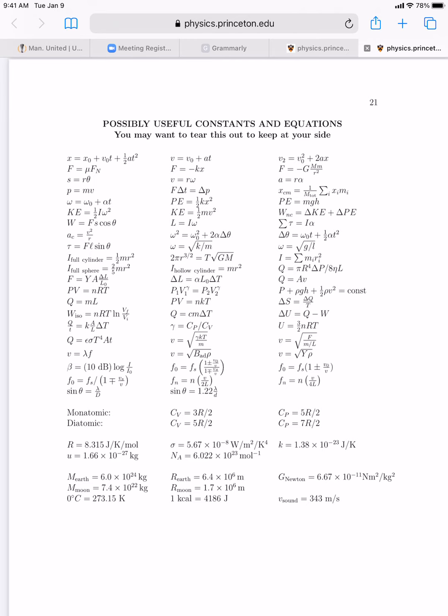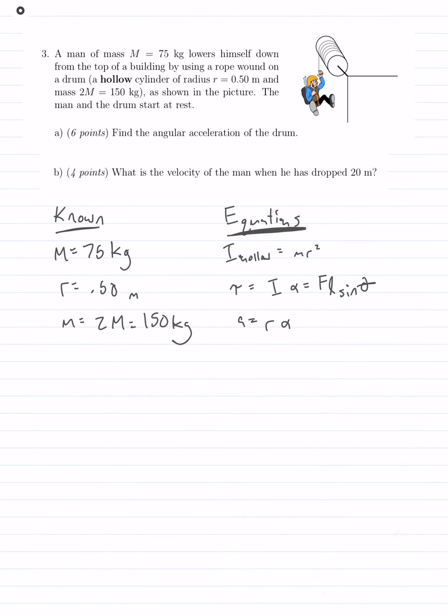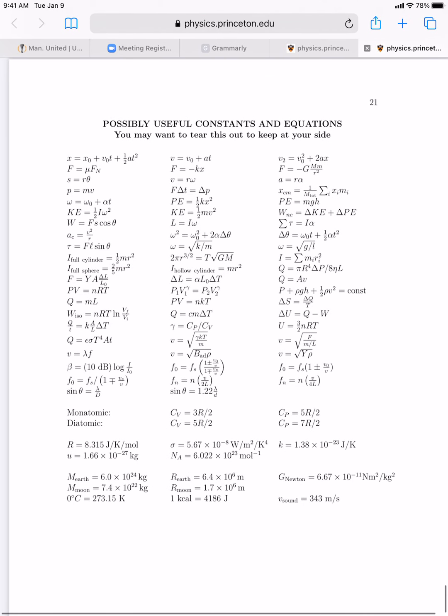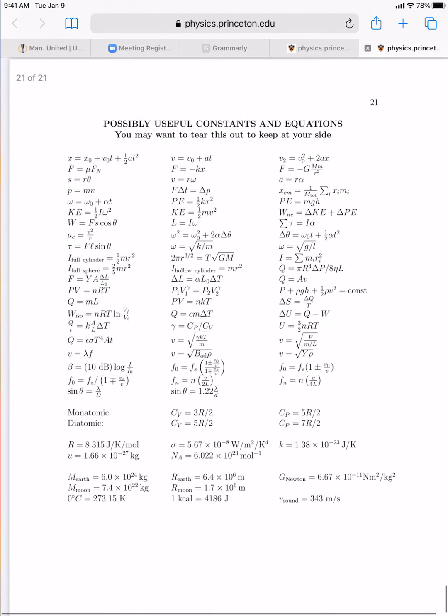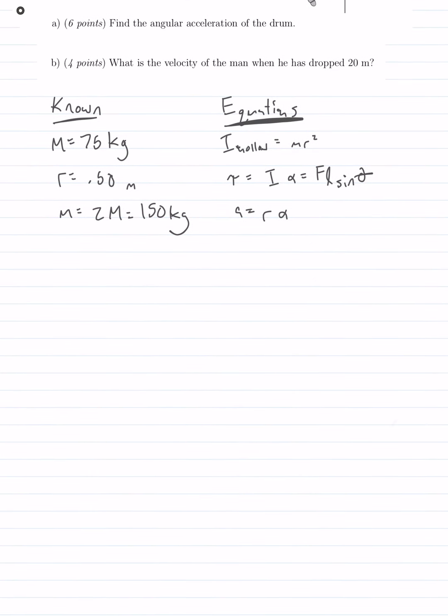We also have the two torque equations. We have one in the middle left, F times L times sine of theta, and we have one in the upper middle right. The sum of torque is equal to I, the inertia, times the angular acceleration. And we also have that a, acceleration, is equal to r times angular acceleration. So we're looking for angular acceleration, and these equations will help us get there.